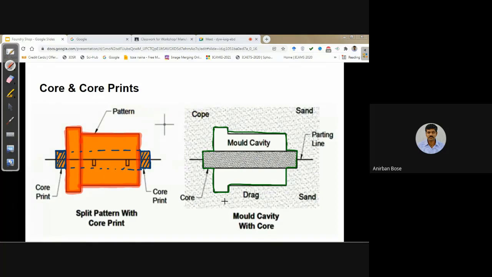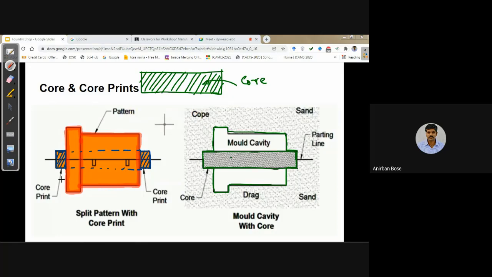So what we have done, we have created a separate material, which is made of, again, a core sand, which is basically called core. So core is made of core sand. We'll see what core sand is. This is basically very high compressive strength sand. This core sand, we have created of exactly the similar length as this part, and we put that particular thing into this cavity.